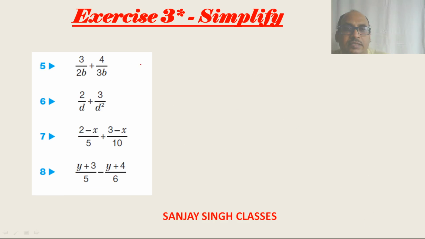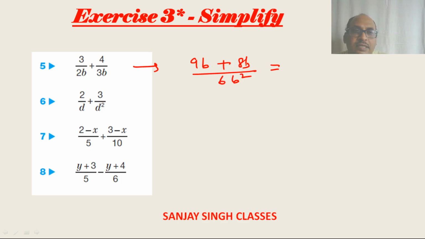Okay, right here it is 3 by 2b. No need, I will go for cross multiplication directly. So 3 into 3b, it is 9b, plus 4 into 2b, 8b, divided by 2b into 3b, 6b square. It is 9 plus 8, 17b by 6b square. b has got cancelled, left with 17 by 6b.